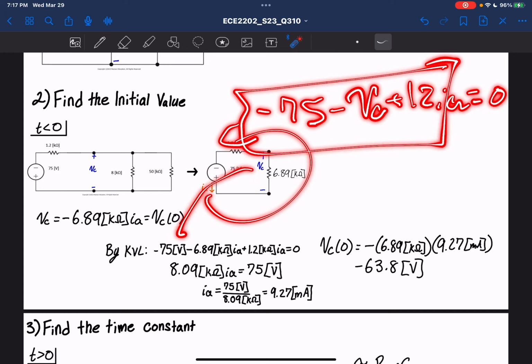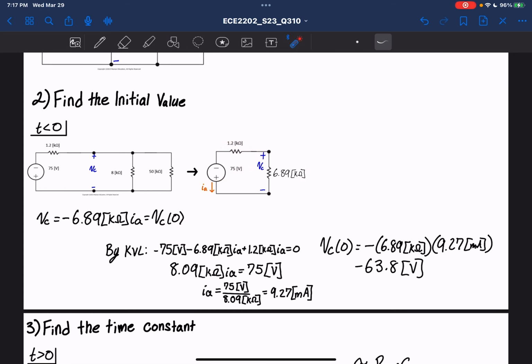And this is exactly what I wrote right here. I just wanted to reiterate what it says, right? So once in this equation, we can solve for IA because it is the only variable in there. So IA is going to equal 9.27 milliamps. Right, now that we know that, we can plug this into the original equation. I did that right here. And that's going to be our first parameter, our initial value, negative 63.8.